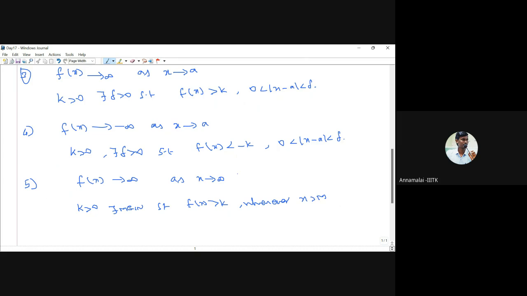Similarly, we can extend this to minus infinity. Suppose we say f of x approaches minus infinity as x approaches plus infinity; it is the same thing, but f of x should be less than minus k. Likewise, x approaching minus infinity, you can take x less than minus m. So similarly, we define all the possible cases for minus infinity and plus infinity. Same definition.